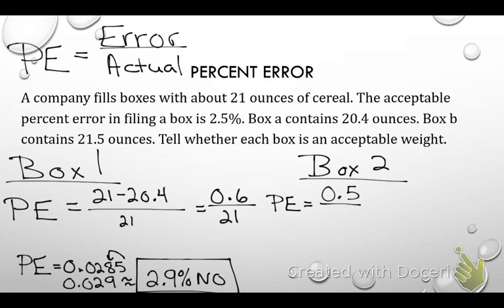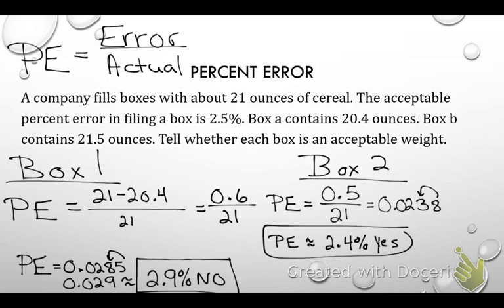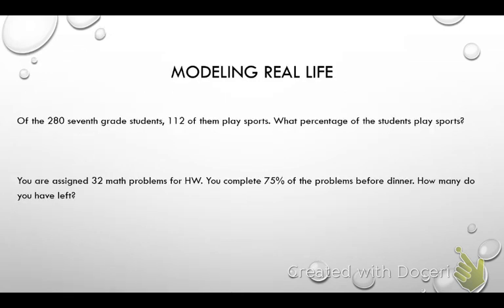Did you have that up there? You're looking for the amount of the error between what was in there and what was supposed to be in there, divided by what? 21. Did you get 0.0238? The 8 rounds the 3 to a 4. So it's 2.4%, which, yes, is barely within the margin. So we can let that one go through. Okay? That one is okay. I say yes. All right, so that's percent error.